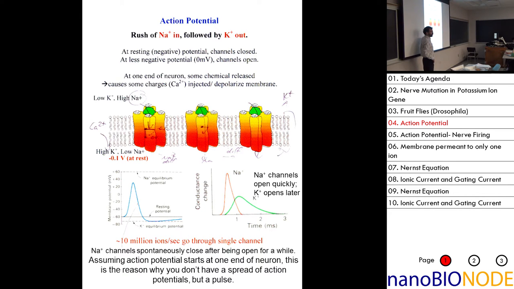Is there anything over here? No. In general, the action potential starts at one end of the neuron and not in the middle. That's the way these things are just made. So it tends to propagate in that direction. Okay, it tends to. Yeah?